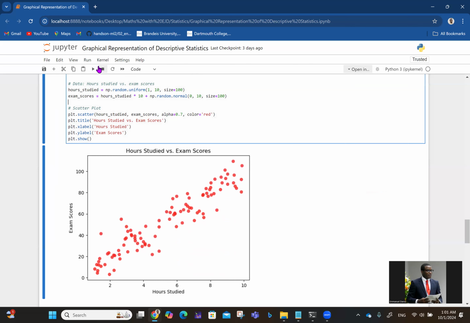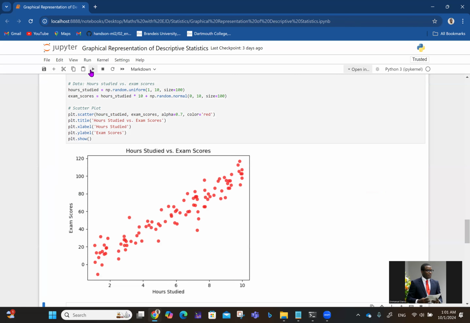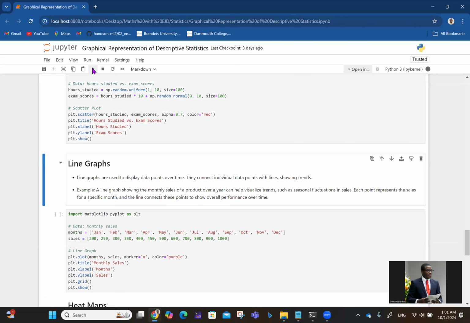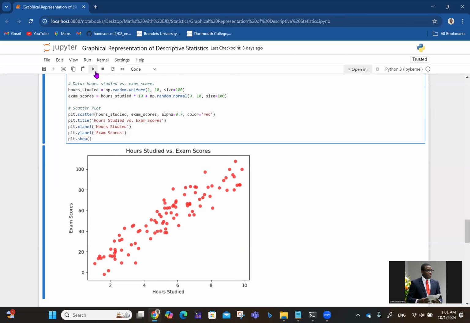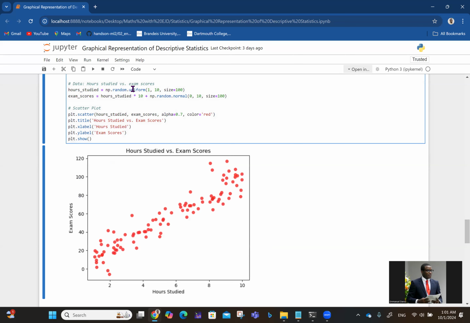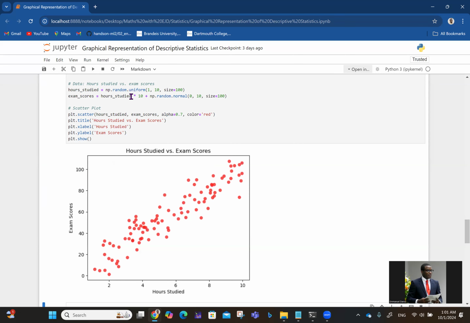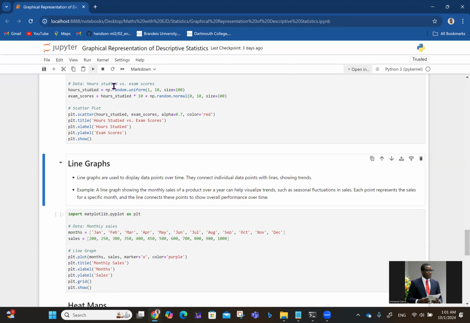So let me see if you can get other possibilities. Okay, it's still showing the same trend. Let me try again. Same trend. Try again. Same trend. Okay, always the same trend with little variations, right? But it's showing the same trend all the way.